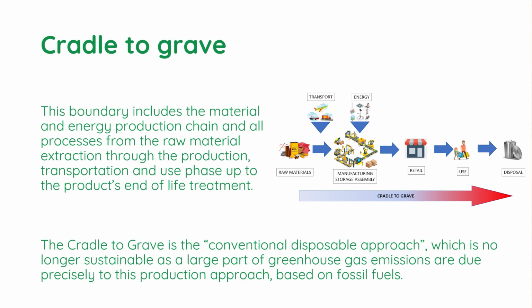As you can see here in this figure, this boundary includes the material and energy production chain and all processes from the raw material extraction through the production, also the transportation and use phase, up to the product's end-of-life treatment. We can say that the cradle to grave is the conventional disposable approach. This is no longer sustainable because a large part of greenhouse gas emissions are due precisely to this production approach, which is based basically on fossil fuels.